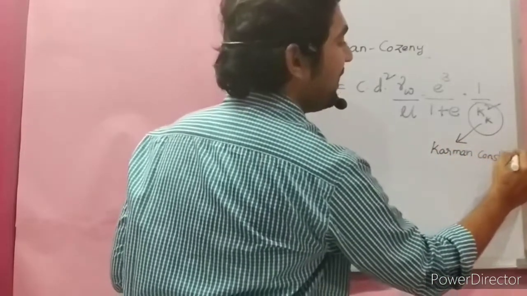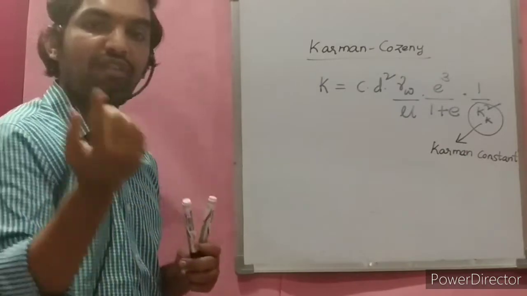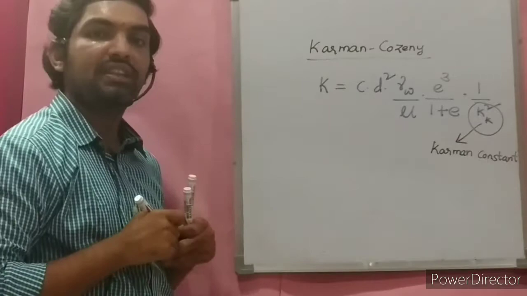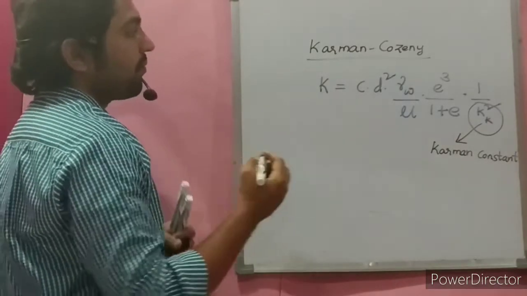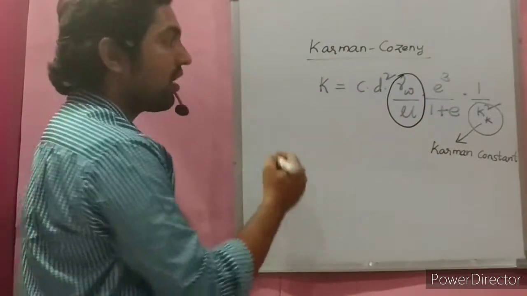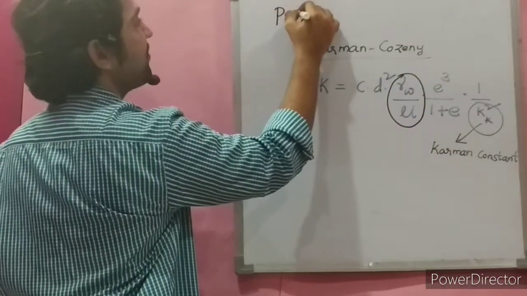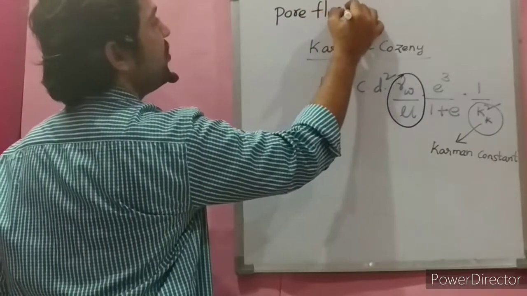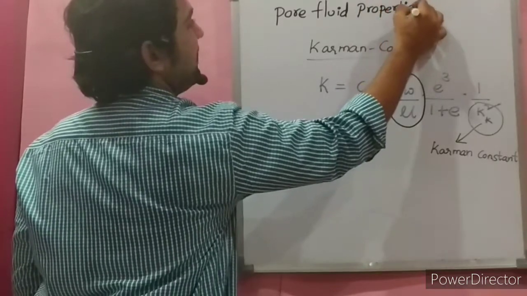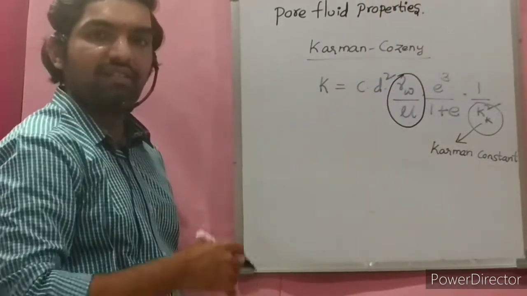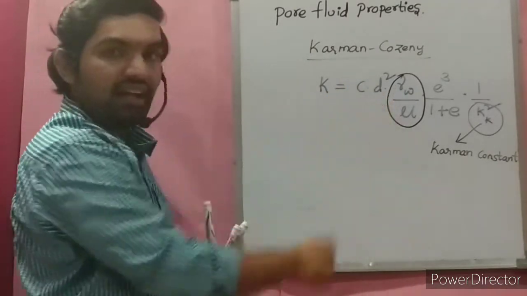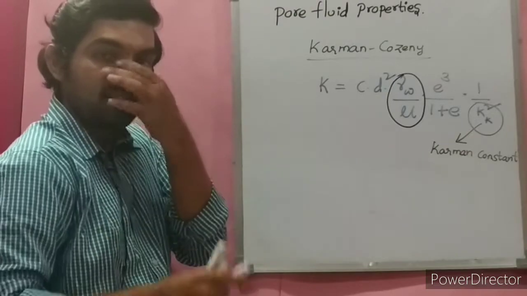In fact, in rapid sand filter and slow sand filter design in environmental engineering, you will use his name, Carman-Kozeny. He told that gamma W by mu are called pore fluid properties. What are gamma W and mu? Pore fluid properties. Generally, these are fluid properties within the soil pores. These are the fluid properties, unit weight of water and viscosity. We studied them in fluid mechanics.